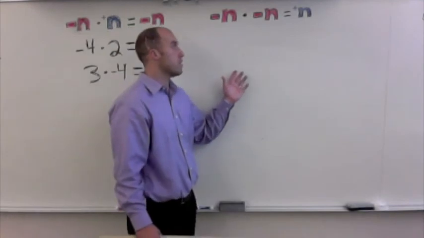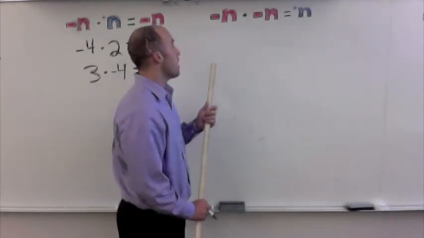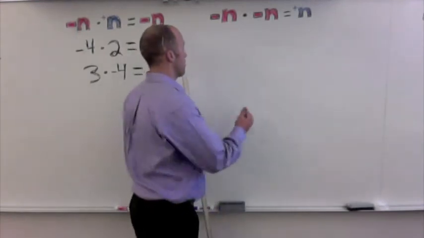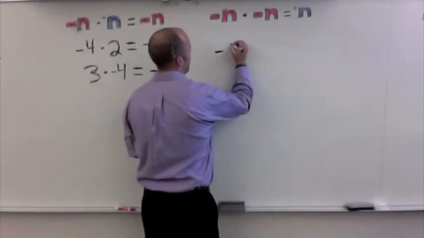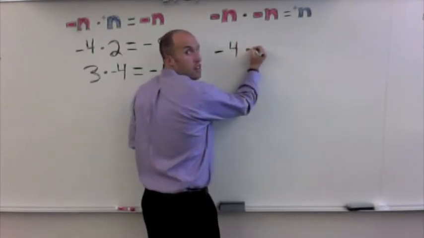Now we can go to a relatively easy example, but based on this basic concept, that a negative number times a negative number equals a positive number. So let's do negative 4 times negative 10.